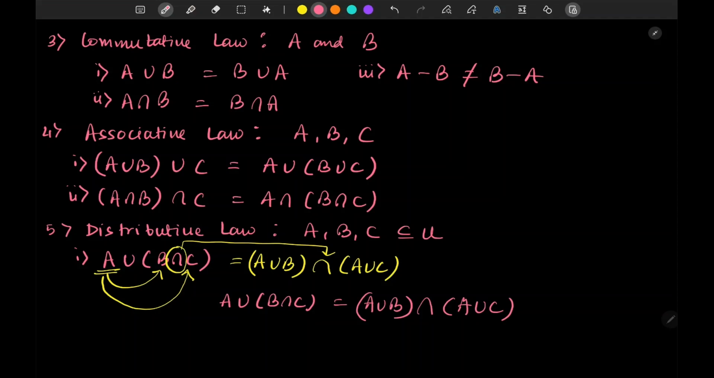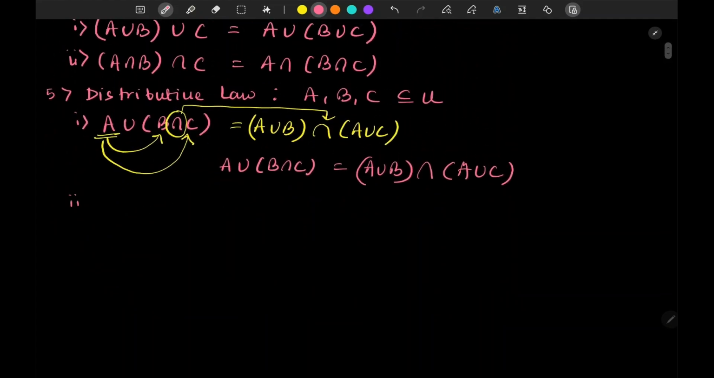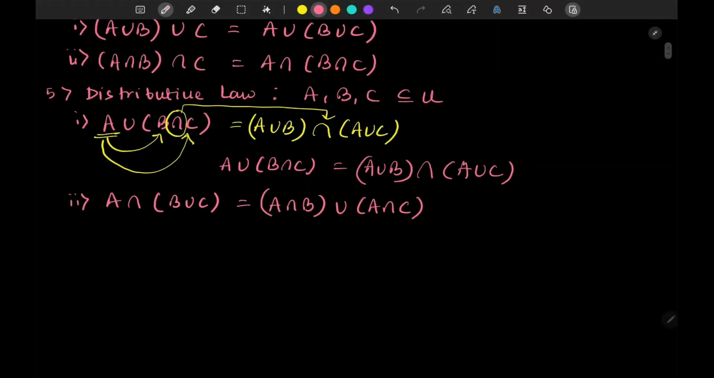This is the distributive law of union over intersection. A similar result can be obtained for intersection over union. So let us take, for example, A intersection (B union C). This can be further written as (A intersection B) union (A intersection C). This describes the distributive law of intersection over union.